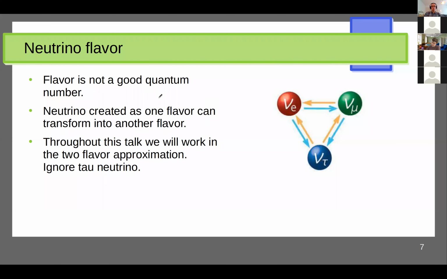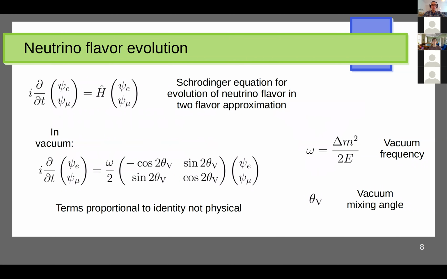As we all know, neutrino flavor is not a good quantum number. What does that mean? That means that if a neutrino is emitted as an electron flavor, then after traveling some distance, it can be observed as a muon neutrino or a tau neutrino. Now, for the purpose of this talk, what I'm going to do is completely ignore the tau neutrino. Okay, so we will work in a two-flavor approximation in which we only have the electron neutrino and the muon neutrino. But all the physics arguments I make in this talk are applicable to three flavors. Okay, so let us look at how the neutrino flavor evolution works.